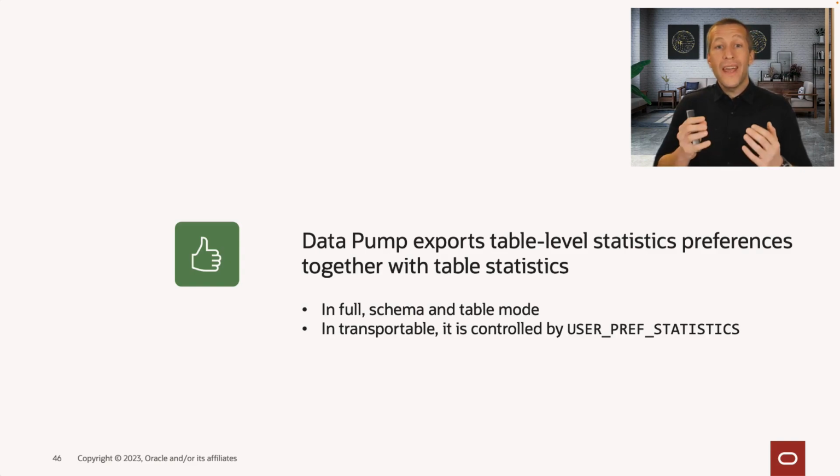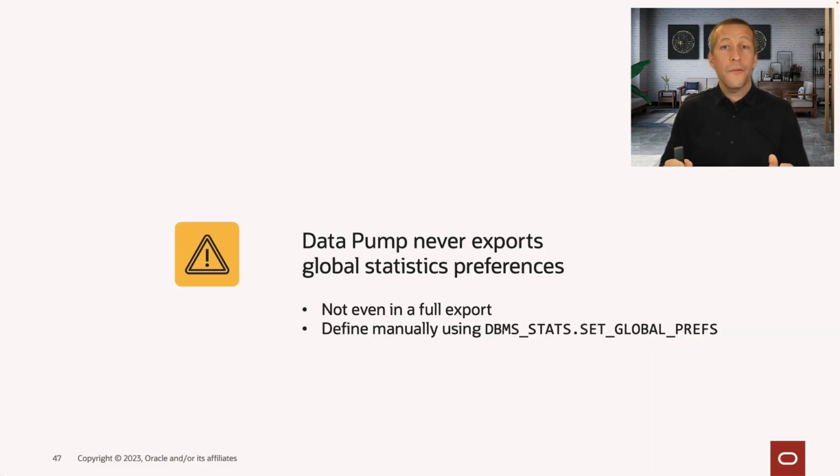If you choose to include statistics in your Datapump export, Datapump will include the table level statistics preferences. So if you have made changes to the preferences that we saw before, if you include statistics in Datapump, we will move those preferences over into the target database as well. And it doesn't matter if you use full, schema or table mode, Datapump will move them over to the target database. But I've shown you table level statistics preferences.